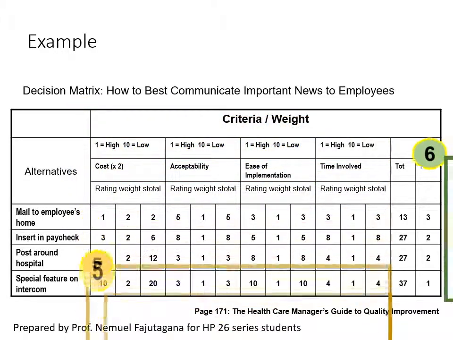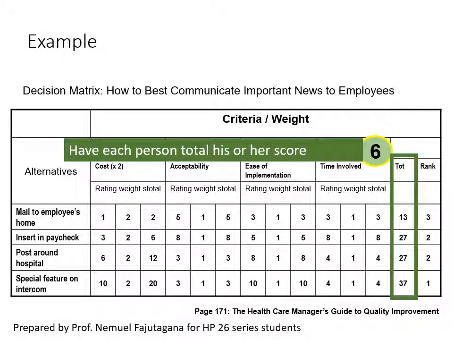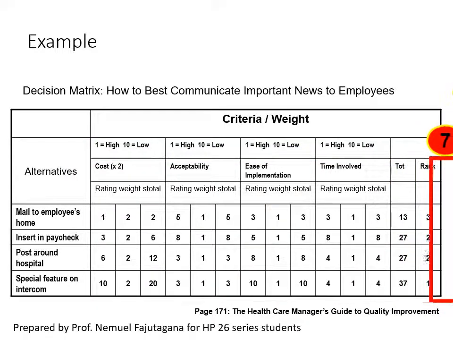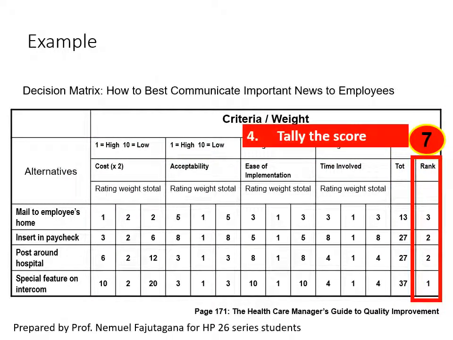So total nila yung score, 13 yung mail to employees, 27 to insert in paycheck, post around hospital, special feature in intercom. So what do you think would be the best alternative for them in terms of ranking? So they took the highest score, right? Ibig sabihin, you go into number 1, special feature in intercom.